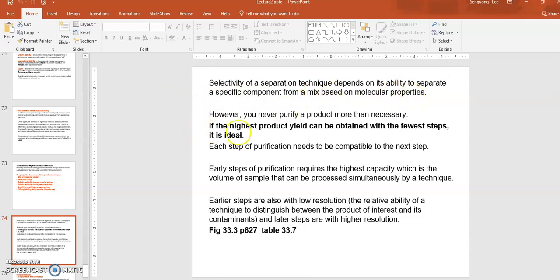Okay. If the highest product yield can be obtained with the fewest steps, it is ideal. What does that mean? Okay, say you can only try 3 purification methods, and you can capture your target molecule at 99.99 purity. Yeah, that's it. You don't need any more steps because that'll be cheaper. You don't spend more money. You're gonna have a better return. That's what it means. So you can apply a low resolution method and then move up to the higher resolution to capture your target molecule. So take a look at that strategy in your textbook.